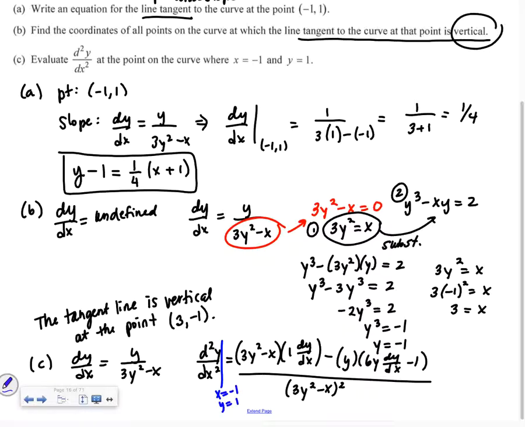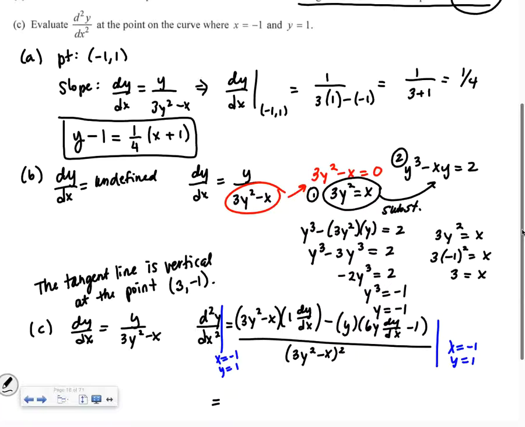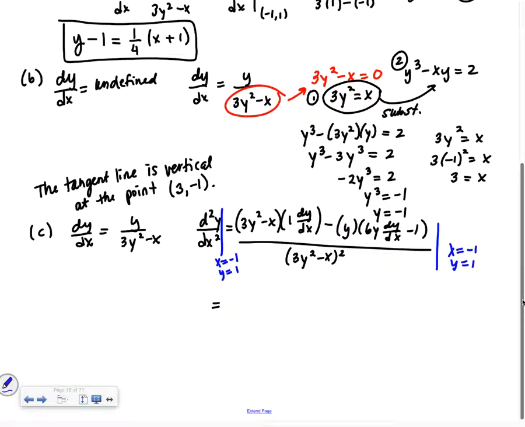So we're going to plug in all those values, right? So it's a little bit messy. Do we know what the dy over dx is at negative 1, 1? Sure, we found it up above, right? So let's go back up. Dy over dx at negative 1, 1 was 1/4. All right, so we're going to go down here. And everywhere we have a dy over dx, that's going to be replaced with 1/4. And then x is replaced with negative 1 and y is replaced with 1.